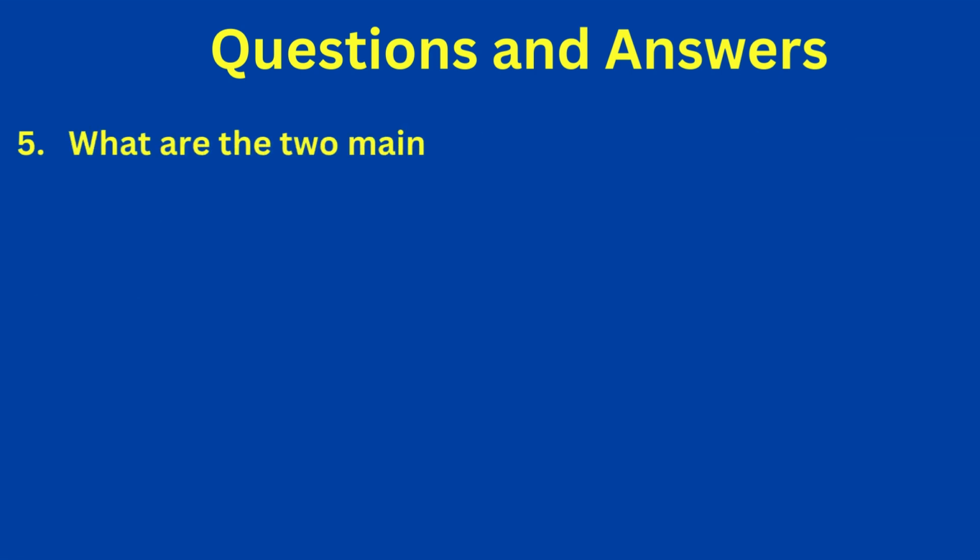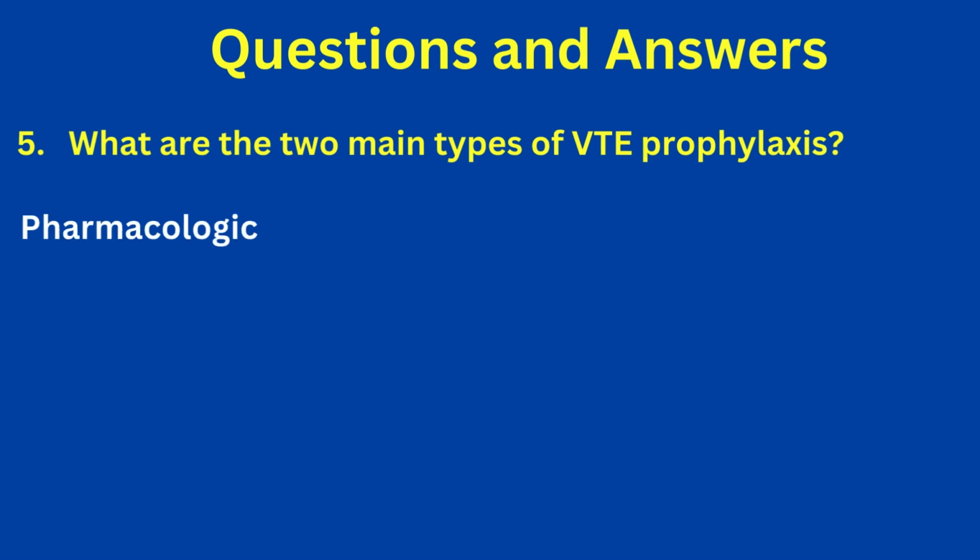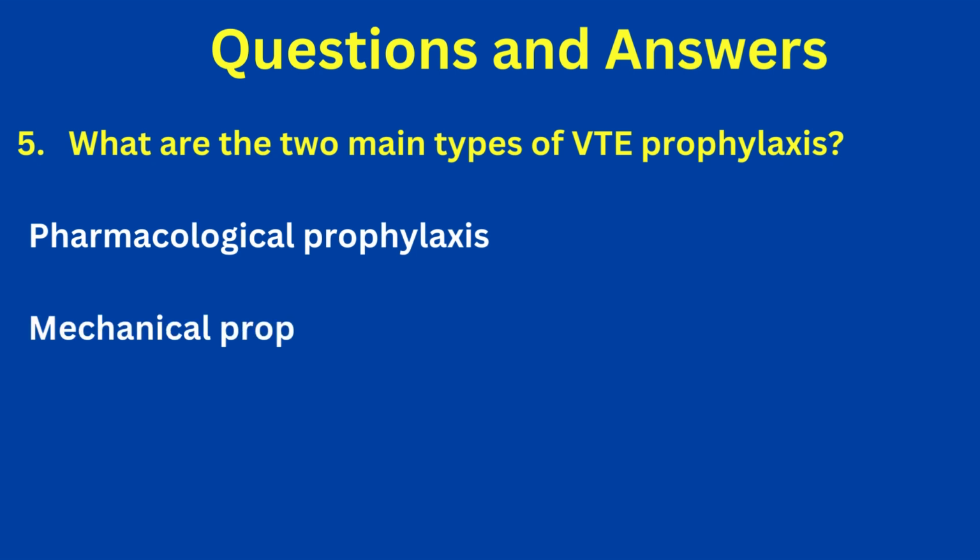Question 5. What are the two main types of VTE prophylaxis? The two main types are pharmacological prophylaxis using medications like low molecular weight heparin to prevent clot formation. And the second type is mechanical prophylaxis, such as anti-embolism stockings and intermittent pneumatic compression devices, which promote blood flow and prevent stasis.